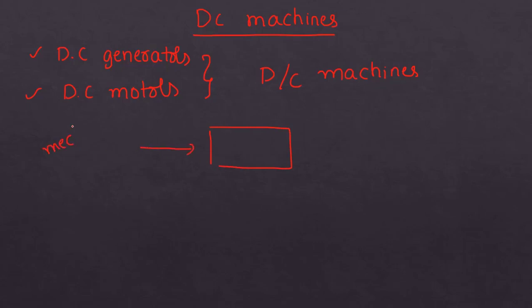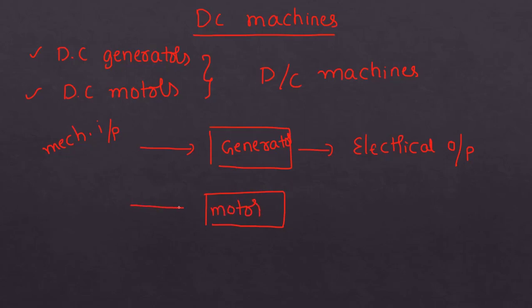we give mechanical input, we get electrical output. This is the generator case. If you consider the motor case, we give electrical input, and you get mechanical output. This is the motor case. Construction-wise, generators and motors are both the same.